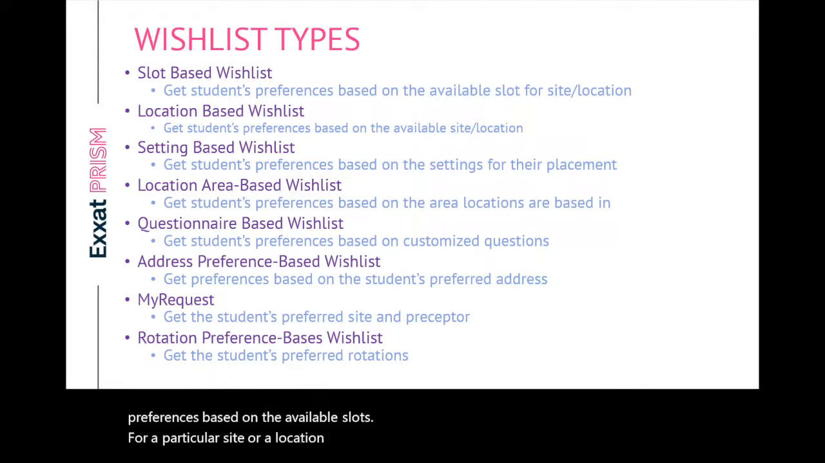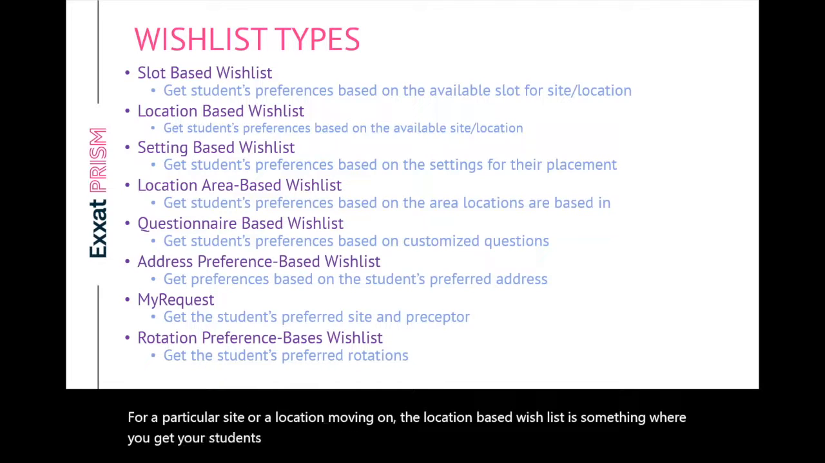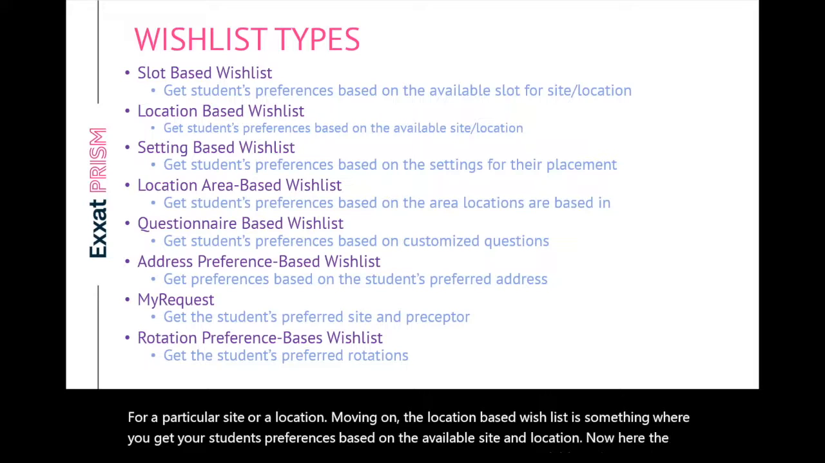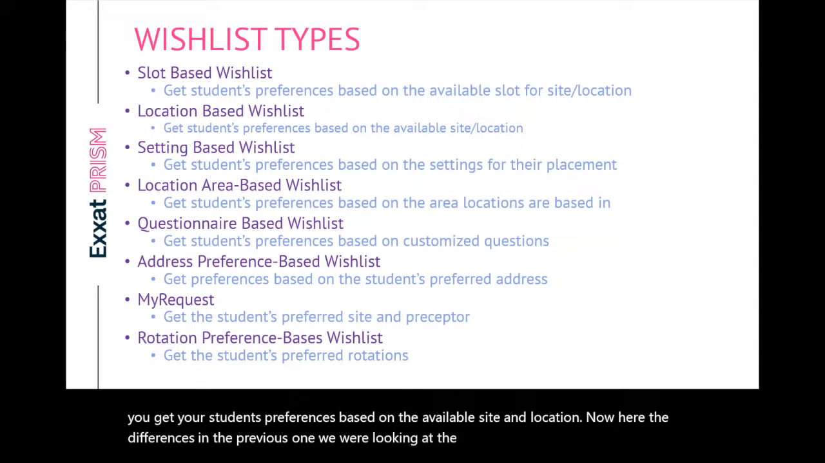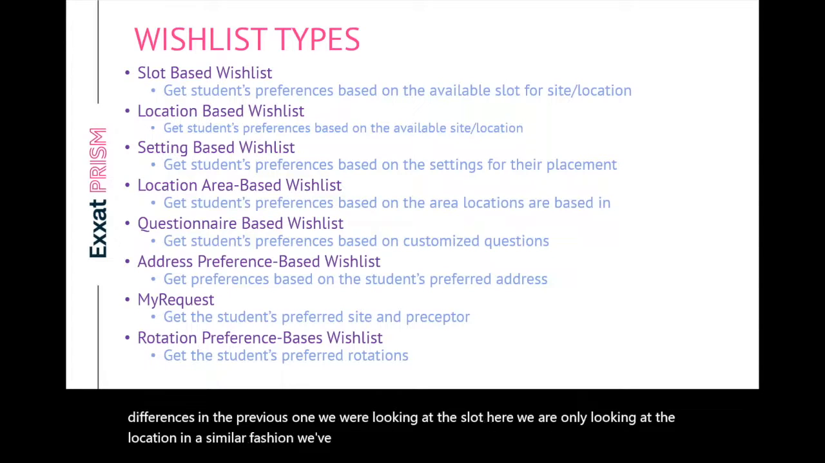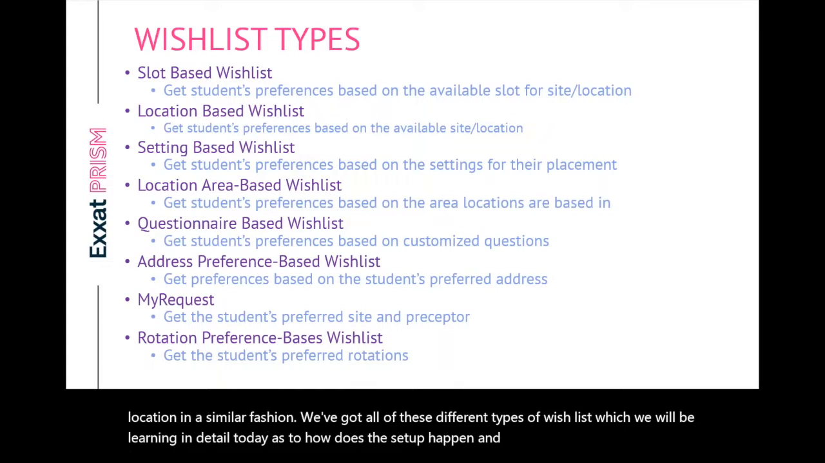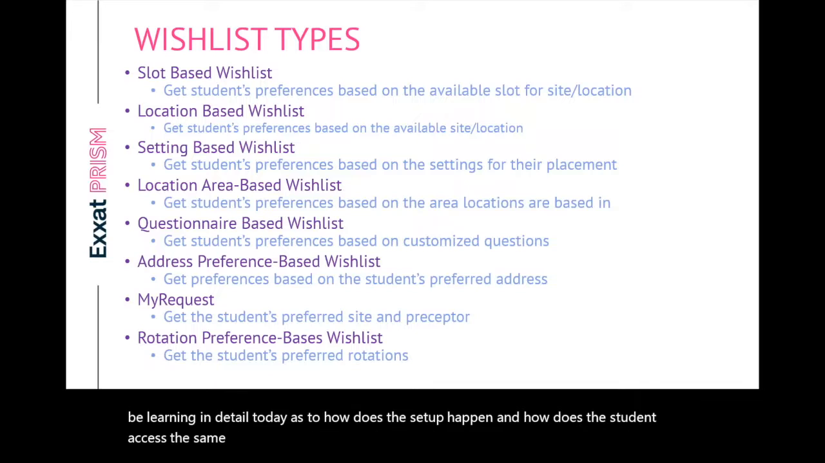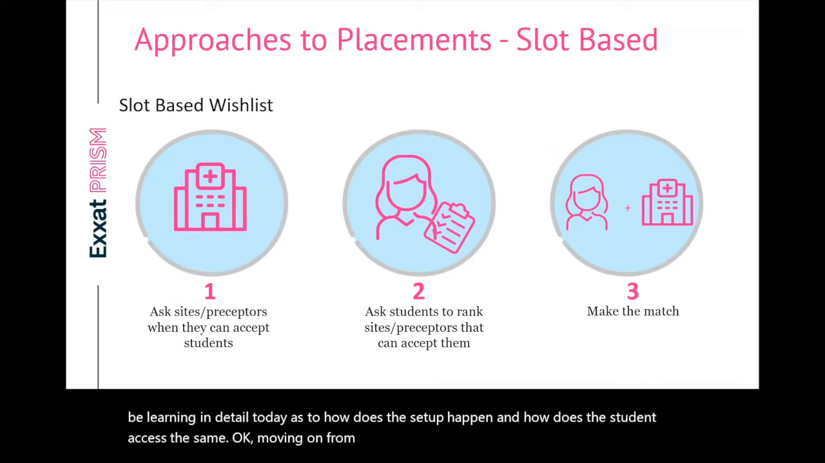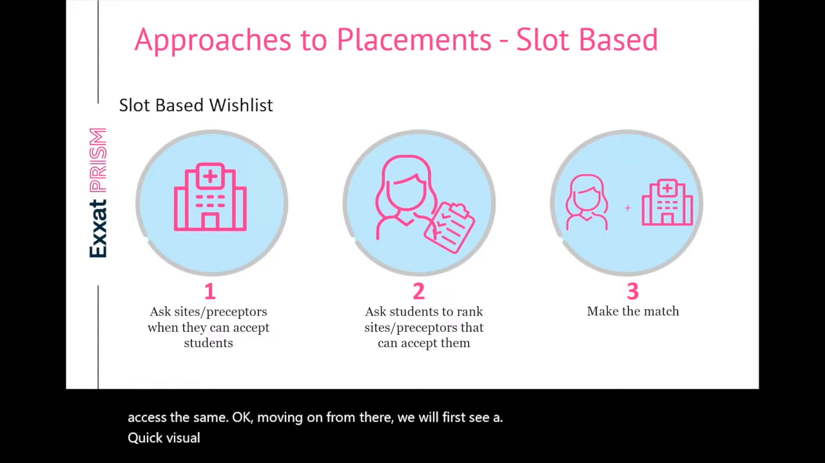Moving on, the location-based wish list is something where you get your students' preferences based on the available site and location. Now, here the difference is in the previous one, we were looking at the slot. Here we are only looking at the location. In a similar fashion, we've got all of these different types of wish lists, which we will be learning in detail today as to how the setup happens and how the student accesses the same. Okay. Moving on from there, we will first see a quick visual understanding of how these wish lists are placed.